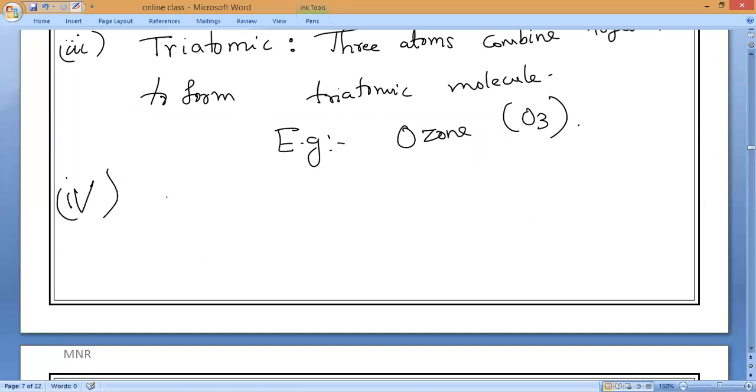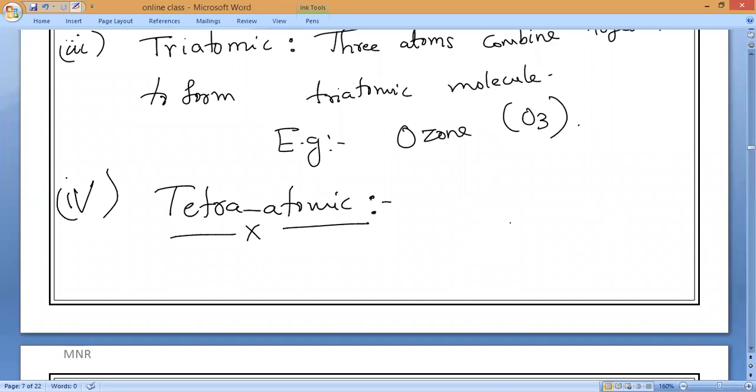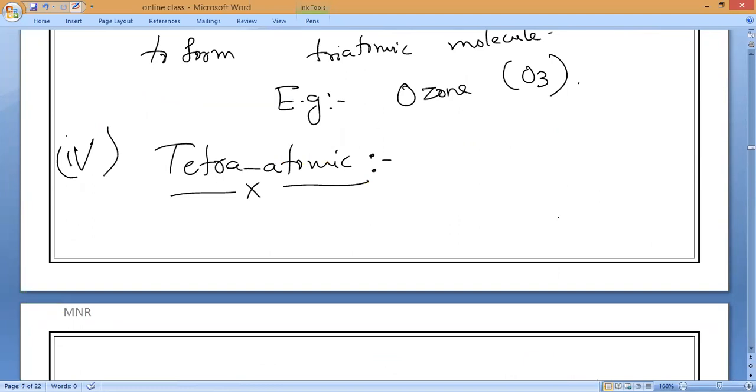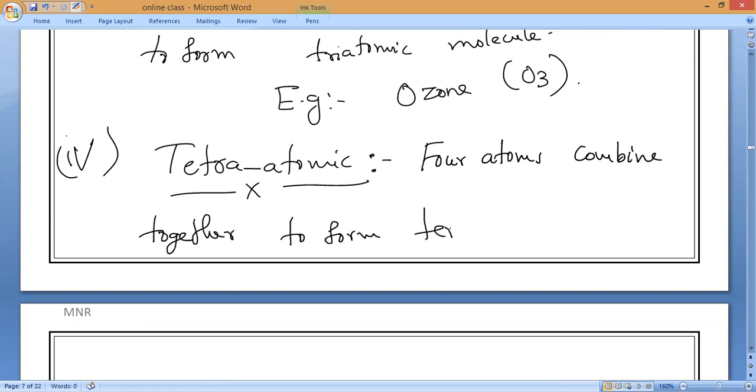Next. Four are there. What will come, guys? Tetraatomic. Remember, more than two we say polyatomic, but it's okay. Tetraatomic also, you know. Who is the example? Phosphorus. Four atoms combined together to form a tetraatomic molecule. What is the example, everybody? Phosphorus.